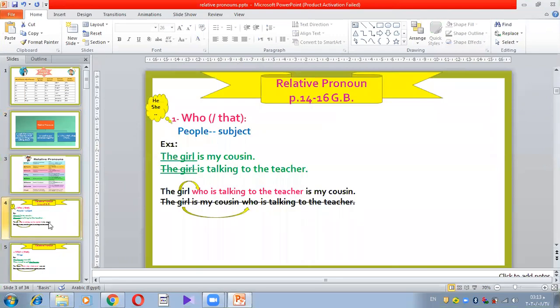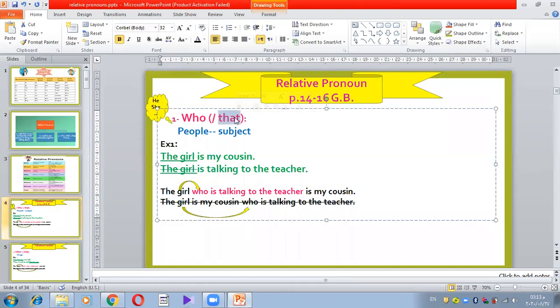Okay. Number 1. Who. I'm going to speak about who, number 1. Who, or you can use that in English as well. When can you use who? When you are talking about people in the subject position. To refer to people or talk about people in the subject position.